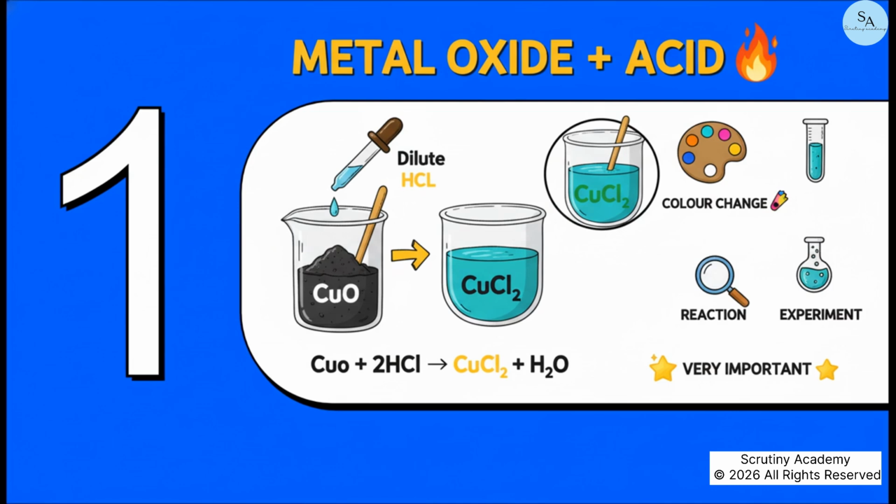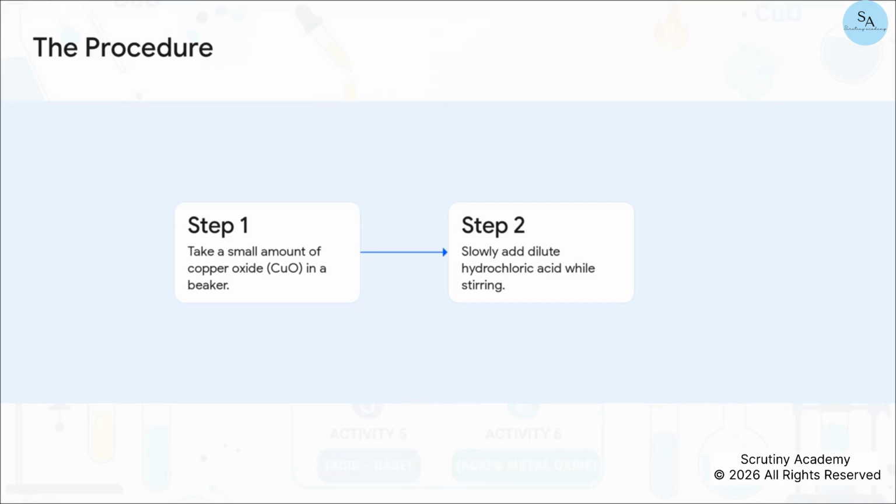All right, let's imagine we're in the lab right now. We're going to do a very simple activity with just 2 ingredients to see this whole reaction for ourselves. Okay, so step 1, we take a little bit of copper oxide. It's basically just a black powder. Then, step 2, we start to slowly, very slowly, add some dilute hydrochloric acid and give it a good stir. That's it, a really simple 2-step process.